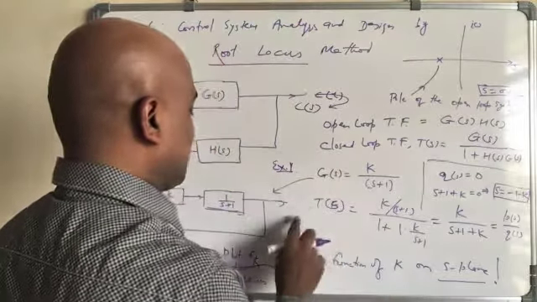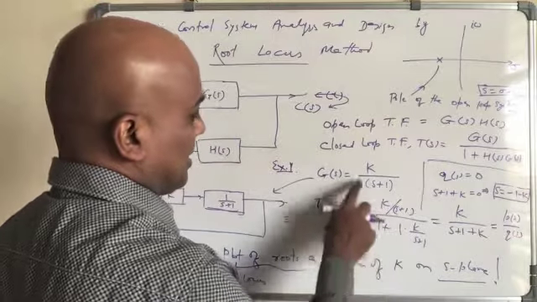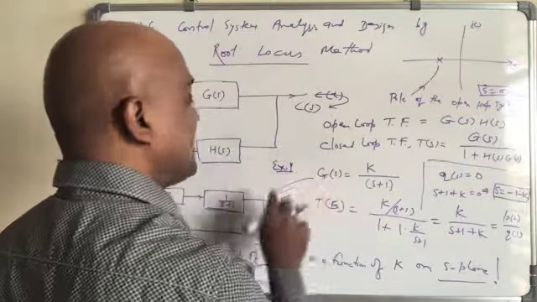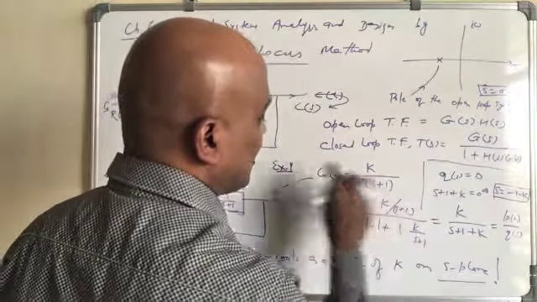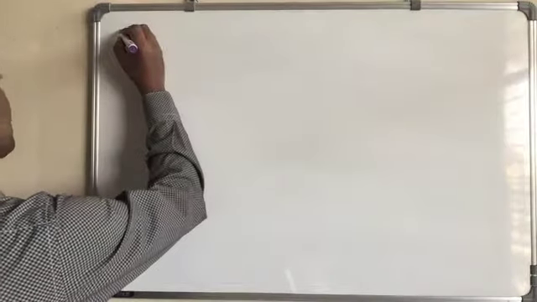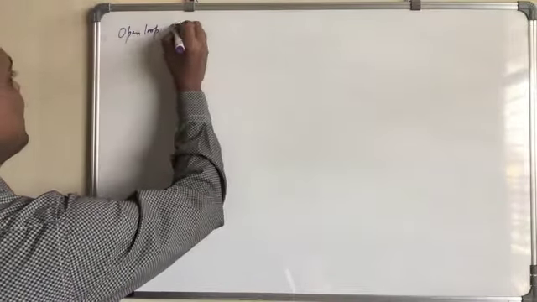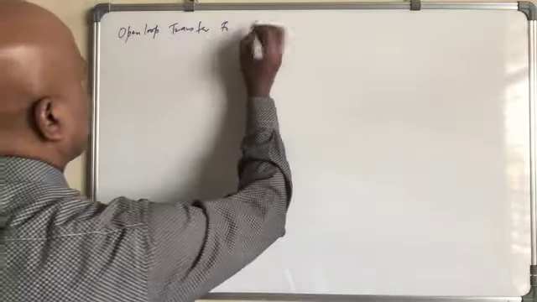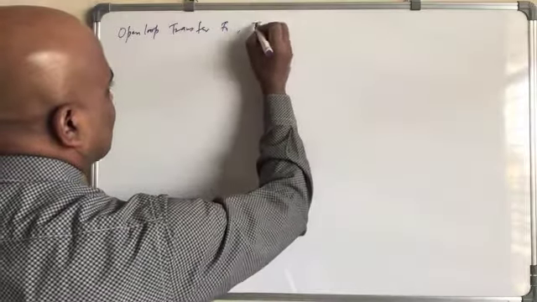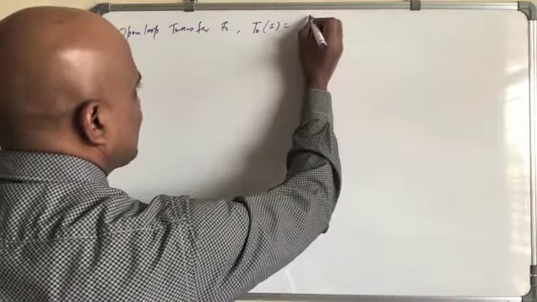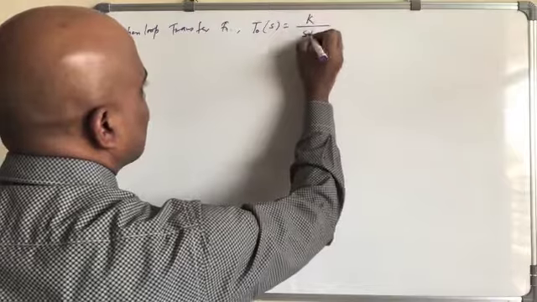So in this case, what do you guess? Open loop is not just G(S), but G(S) times H(S). Let me erase it and then we'll explain. So far what we got is the open loop transfer function. Let's call it T_O(S). For us it is K over S plus 1.